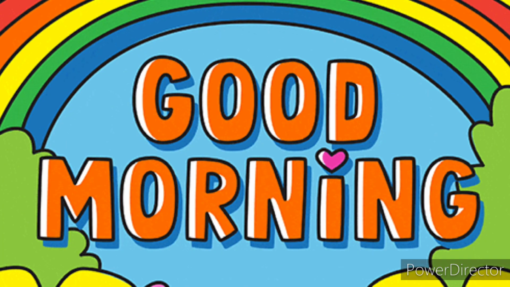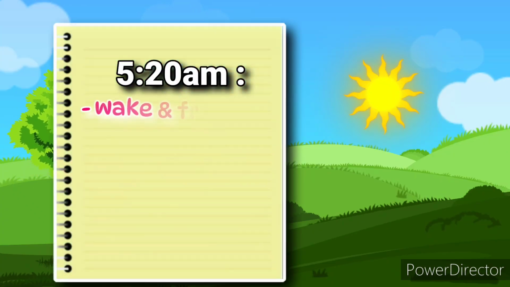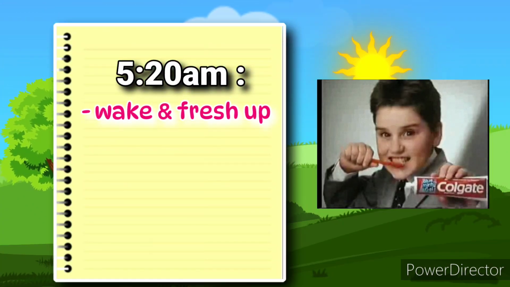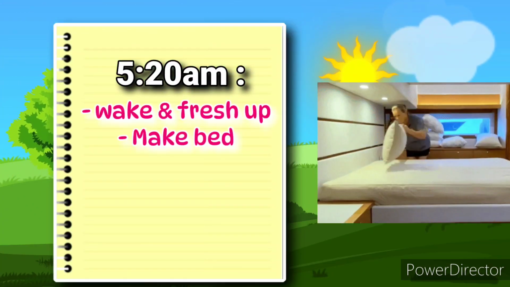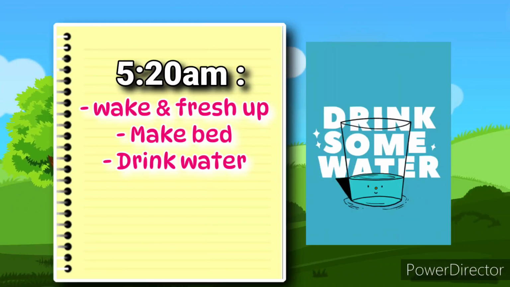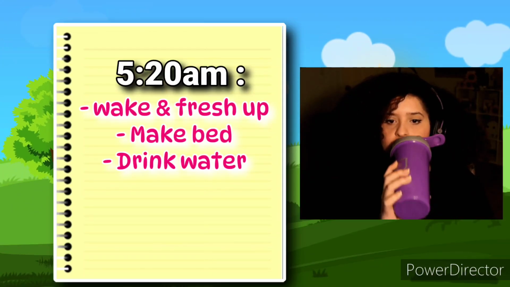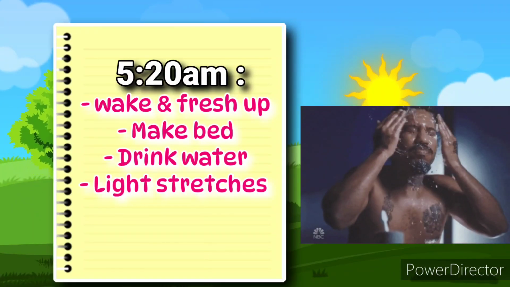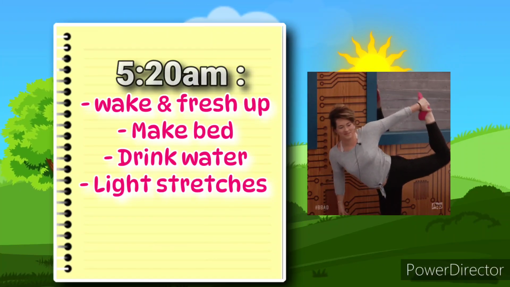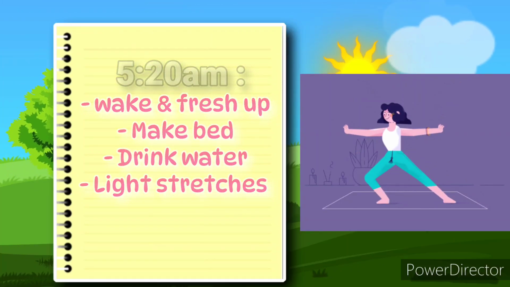Morning routine. 5:20 a.m. Wake up and finish your daily refreshment activities such as make bed, drink some water. It helps your body recover from its nightly dehydration. Freshen up and do some light stretches for greater amounts of energy and a lot more.